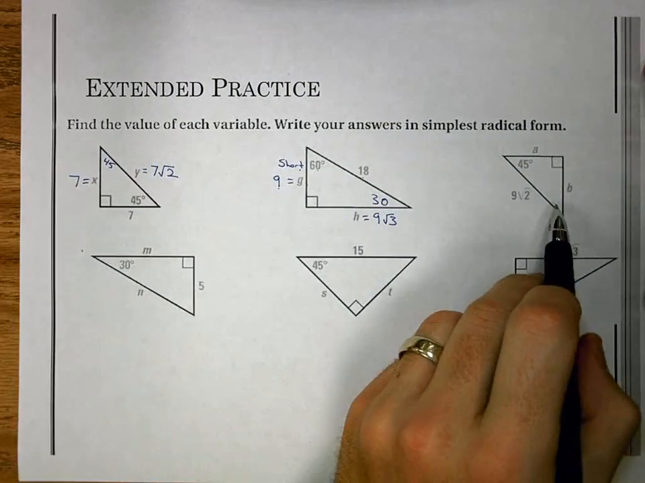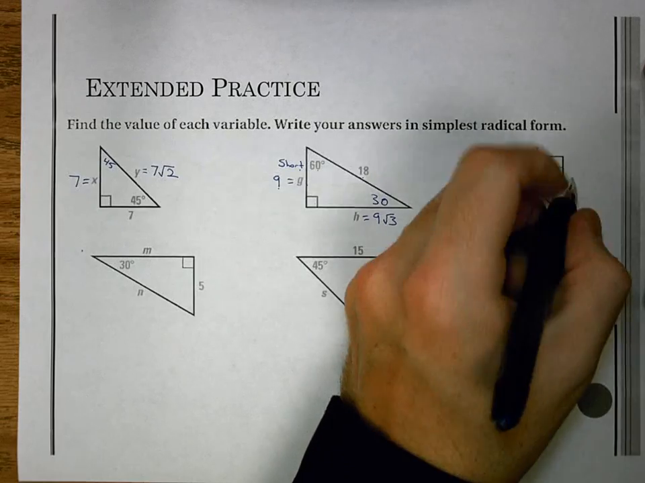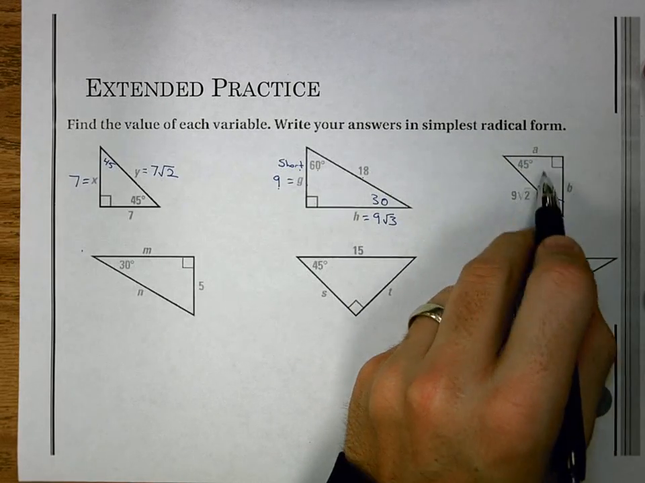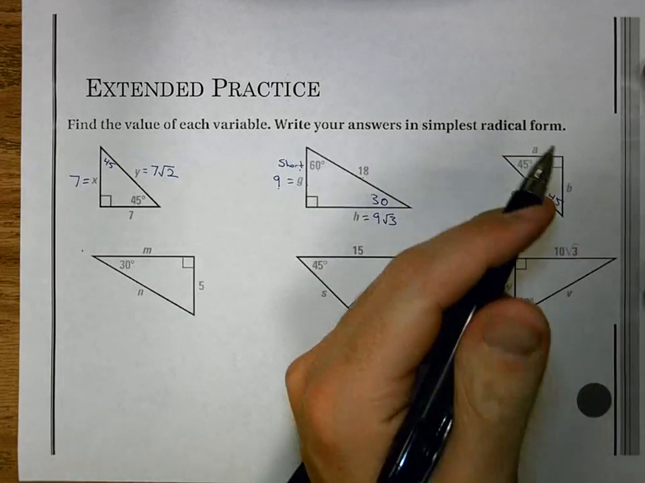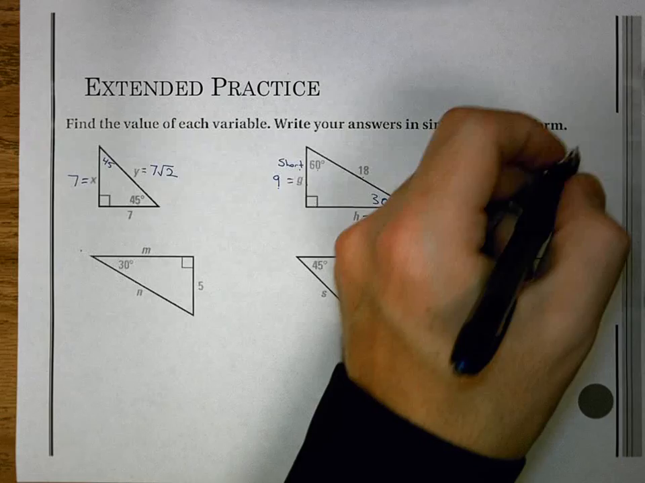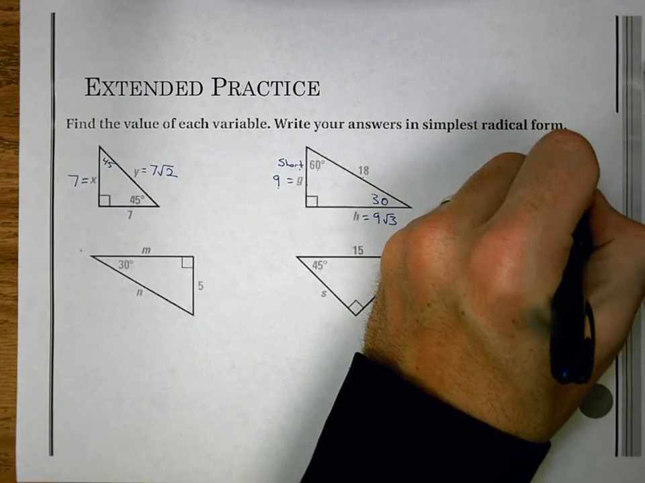Next one, I have 45, 90. This is also 45. My hypotenuse is 9 root 2. I need each of my legs, A and B. They are the same because it is isosceles. So 9 root 2 divided by root 2 gives us just 9 for both of those.